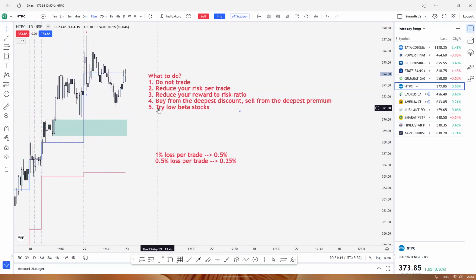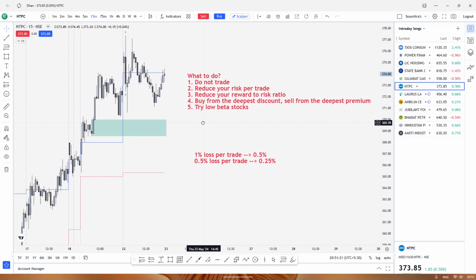And so try low beta stocks. These are stocks having lower correlation with the Nifty. So when Nifty is moving high or at a faster rate, these low beta stocks will move at a slower rate. So you can try low beta stocks for intraday for those periods.